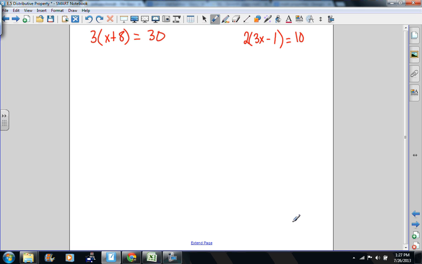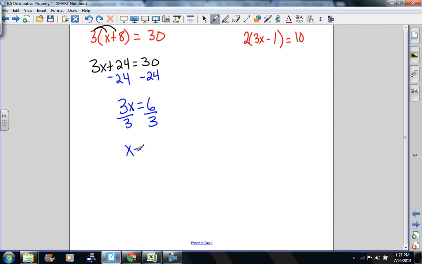So I want you to try these on your own and see what you get. For the first one, we distribute. We get 3x plus 24 is equal to 30. To solve, we subtract 24 from both sides. So we get 3x equals 6 divided by 3. So we get x equals 2.